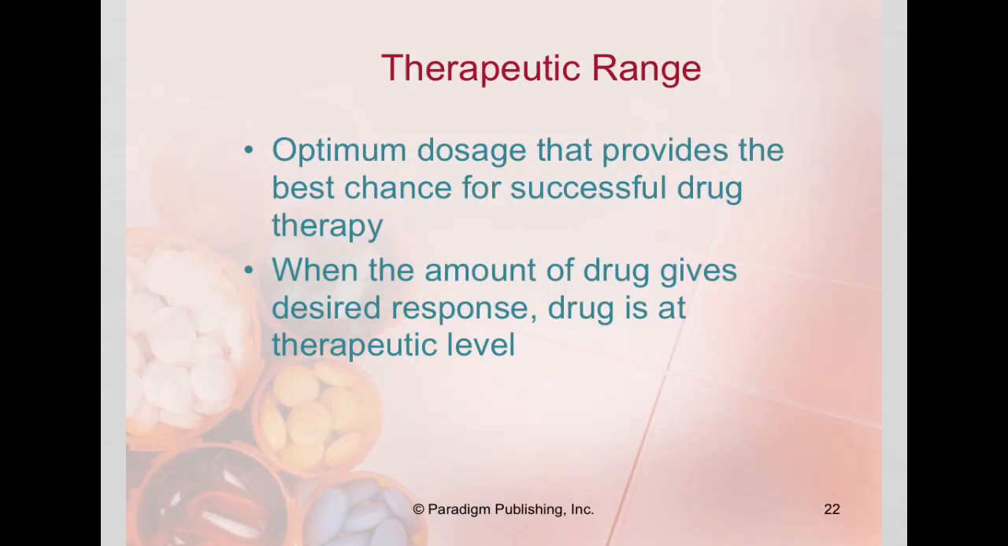The therapeutic range is the optimum dosage that provides the best chance of successful drug therapy. When the amount of drug gives the desired response, the drug is at its therapeutic level. So that's like we saw with that chart earlier. That maximum therapeutic level is also the ceiling effect.